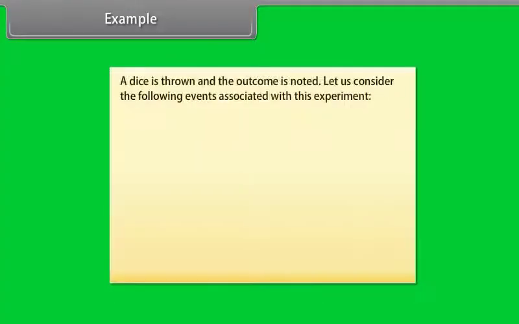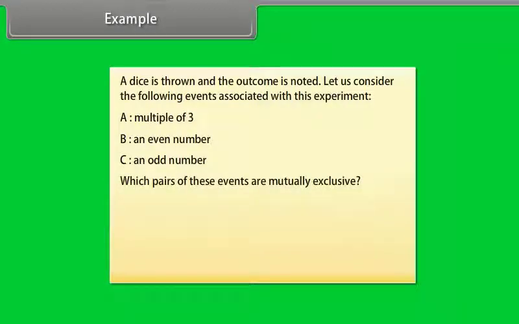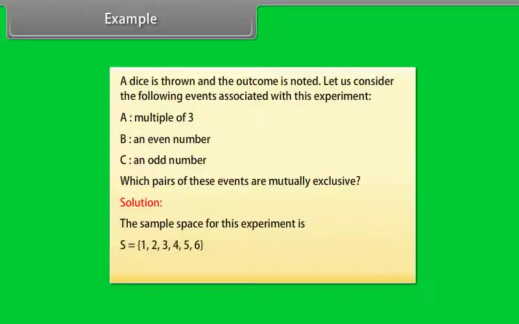Example. A dice is thrown and the outcome is noted. Let us consider the following events associated with this experiment. A, multiple of 3. B, an even number. C, an odd number. Which pairs of these events are mutually exclusive? Solution. The sample space for this experiment is S is equal to {1, 2, 3, 4, 5, 6}. A is equal to {3, 6}. B is equal to {2, 4, 6}. C is equal to {1, 3, 5}.